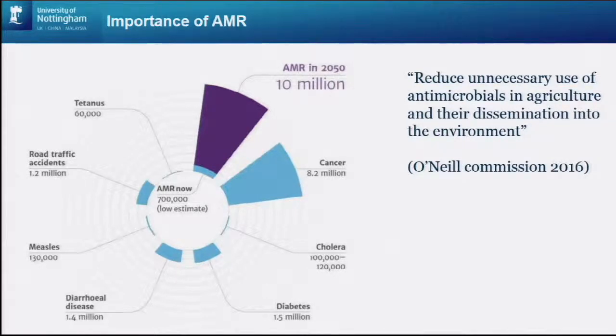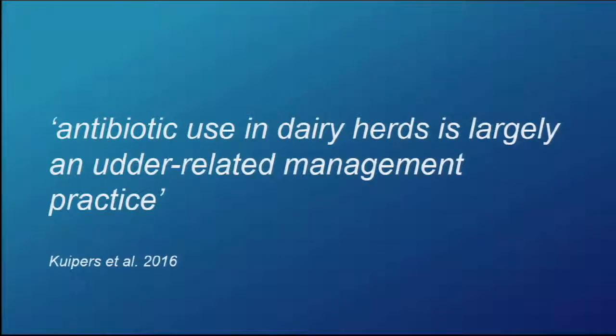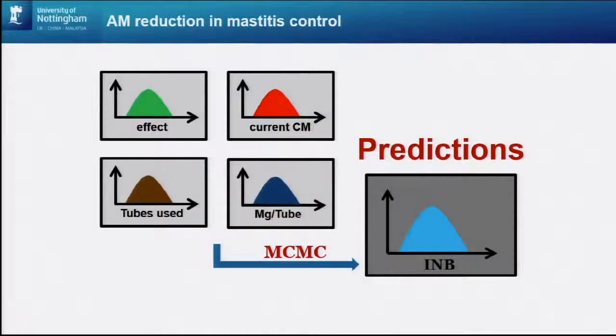These quite gloomy predictions that AMR is going to result in 10 million deaths by 2050. And those of you that work with dairy herds will appreciate that as this sentiment rises, antibiotic use in dairy herds is largely an udder-related management practice. So we know that most of the literature would support this. Mastitis control, treatment and prevention is a big reason for antibiotic use on most dairy farms. So it's a reasonable target in terms of trying to reduce antimicrobial usage.